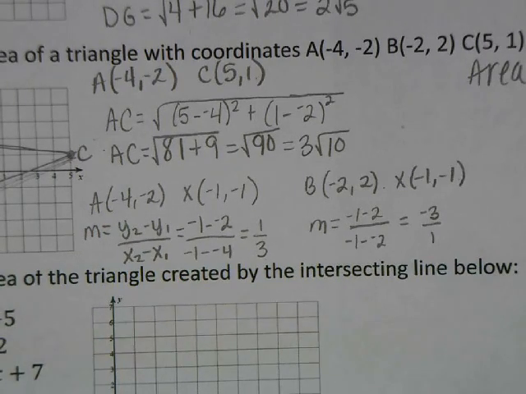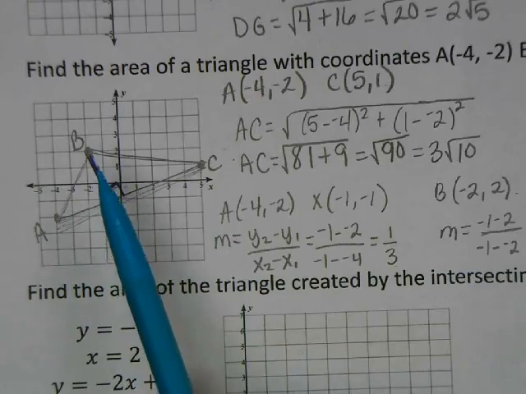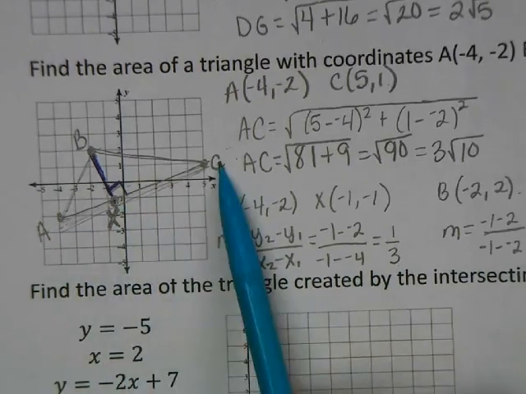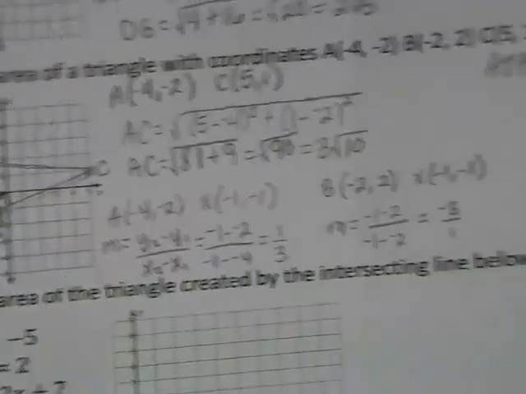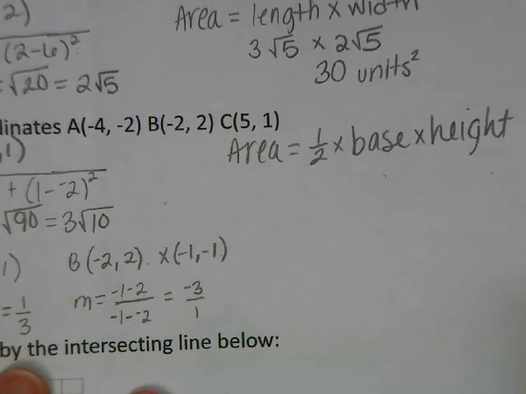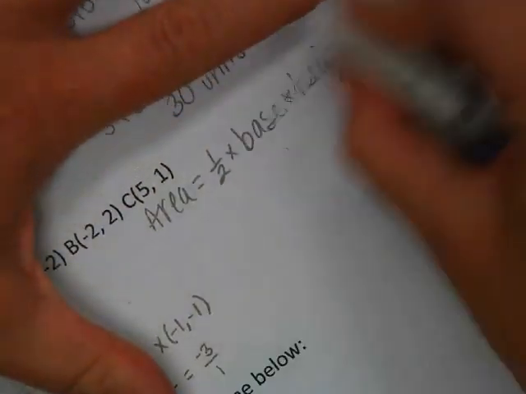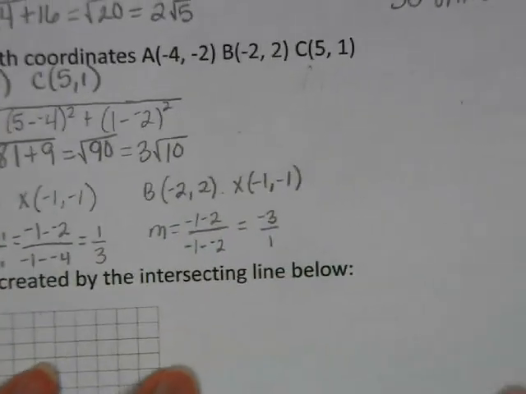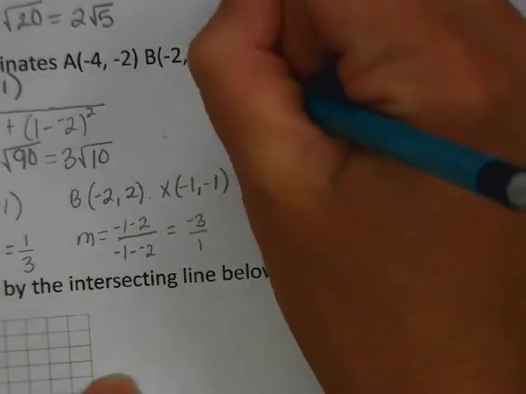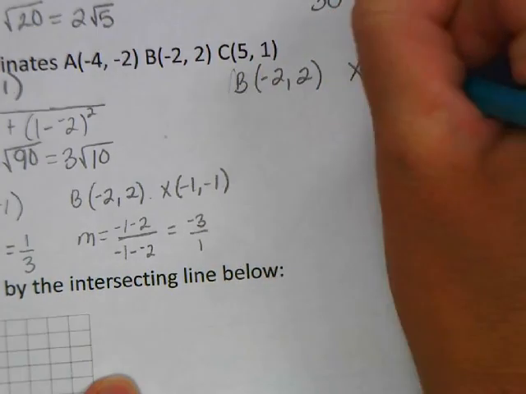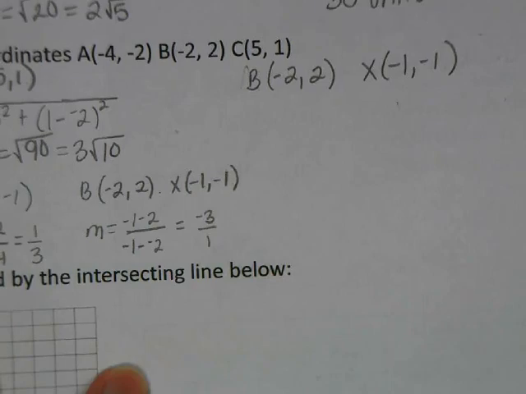So what I need to do is figure out the distance between B and X, and I'll get the height of my triangle. So I already know the length of the base. Now I need the length of the height. So I'm going to do the distance formula between B and X. I'm actually going to erase this and write that down further. I'm going to use this space up here to calculate the distance between point B and point X, which will be the height of this triangle.